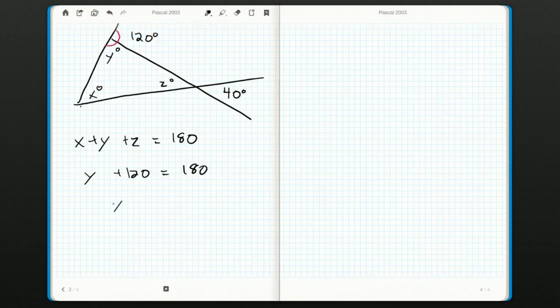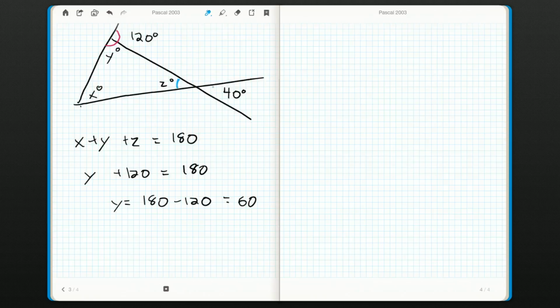I can rearrange this and solve for y, keeping in mind that ultimately I want to solve for x. Well, if I can get y, it's going to be 60, and if I can get z, which will end up being 40, then I can rearrange and solve for x. So I've got my y. Now, if only I could have this z. Right, well, we can do two things.